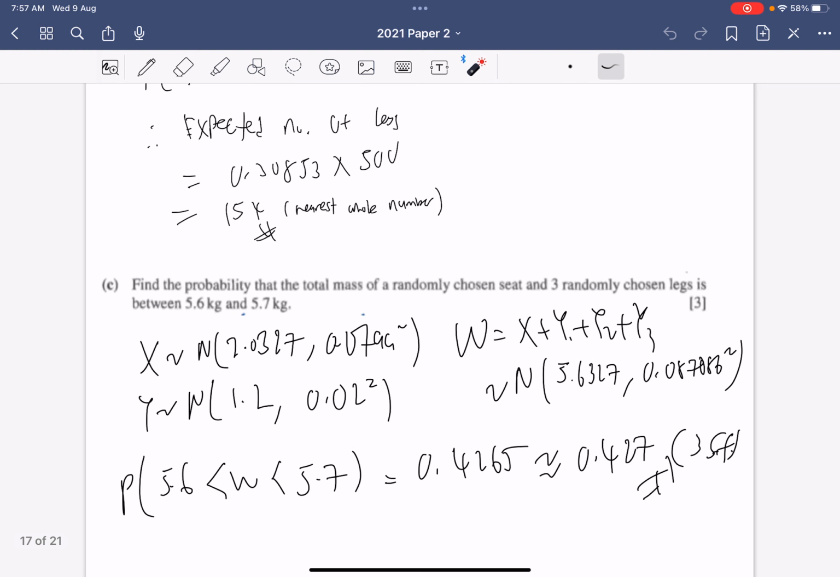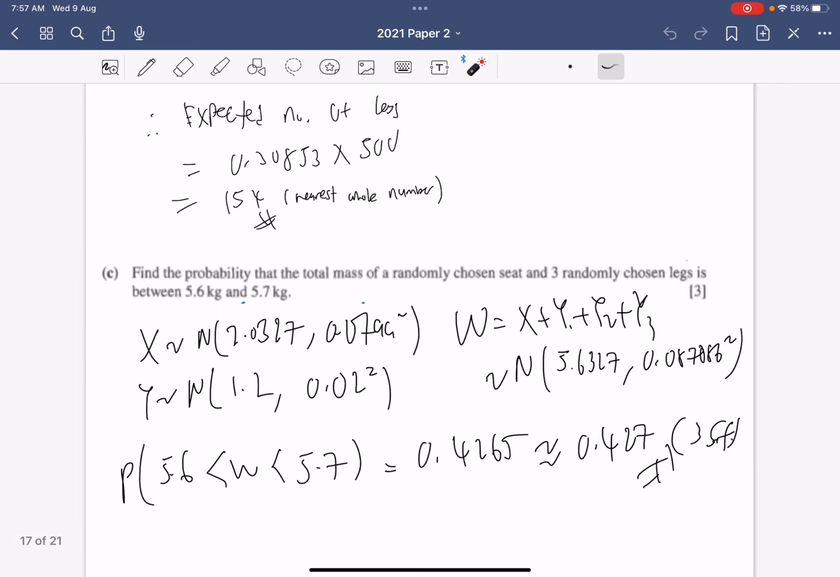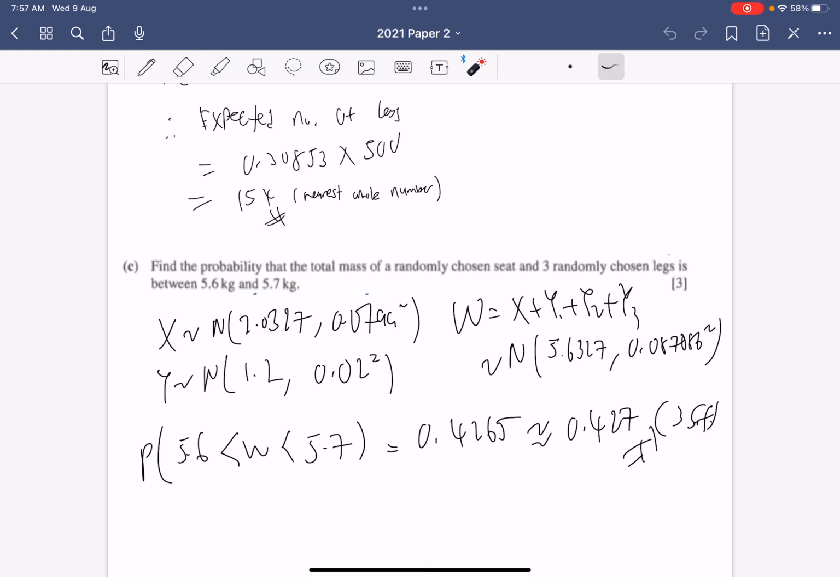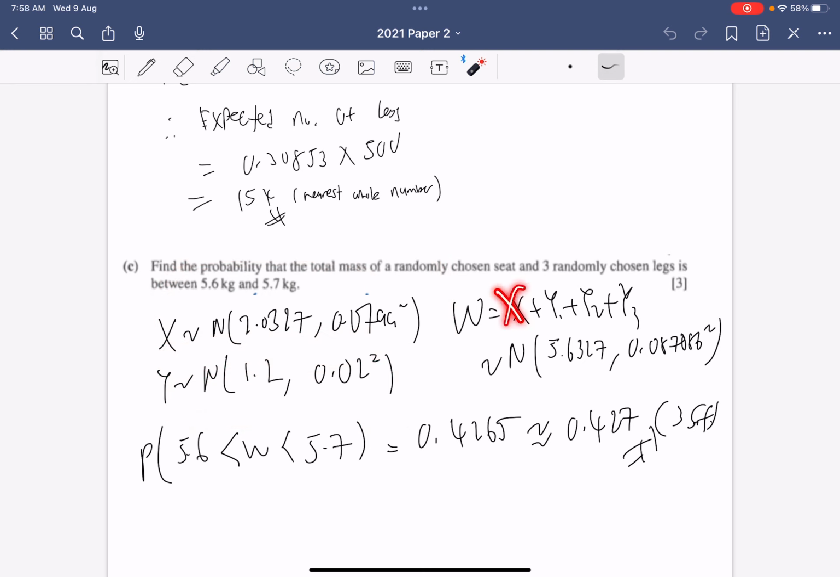As for part C, again, it's the same concept. Now we're just finding the probability that the total weight is in between 5.6 and 5.7. So we now know that we have the distribution of a randomly chosen seat and the distribution of a leg. So the total weight is actually x plus leg 1, leg 2, and leg 3. It's not x plus 3 legs like this. It's 3 legs but as separate random variables, because 3 times y has a different variance from this.